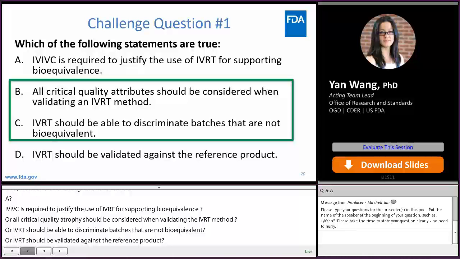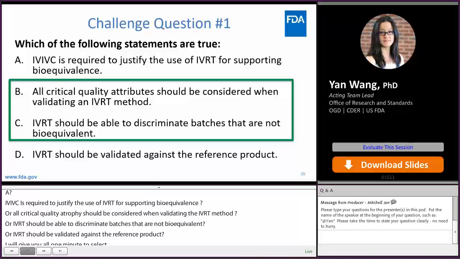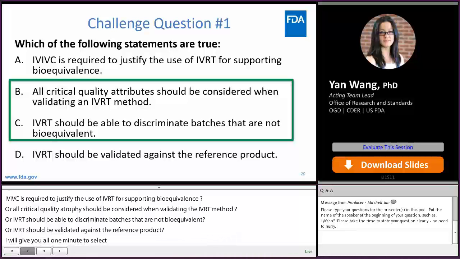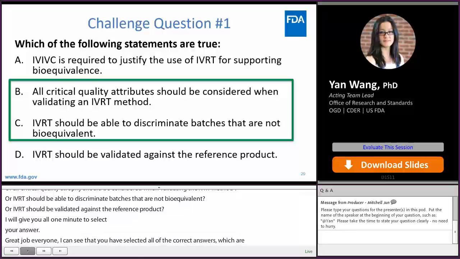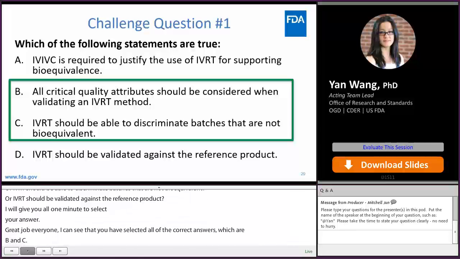Great job, everyone. I can see you all have selected the correct answers, which are B and C. B. All critical quality attributes should be considered when validating an IVRT method, although not all are necessary to be included. C. IVRT should be able to discriminate batches that are not bioequivalent.